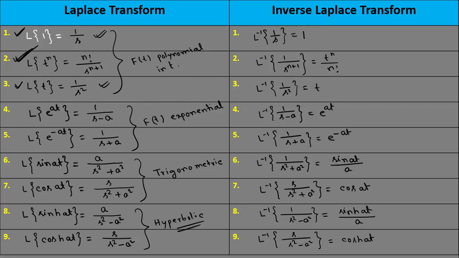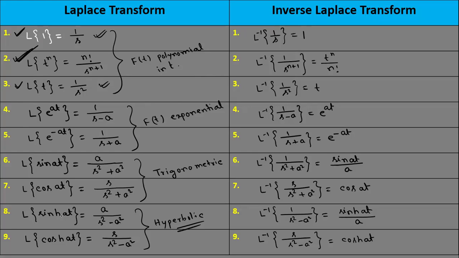Now for the trigonometric case, if the function is sine, then the numerator will be a constant number. If the function is cos, the numerator will be the variable s. And for the trigonometric case, the denominator will have a plus sign, s square plus a square.